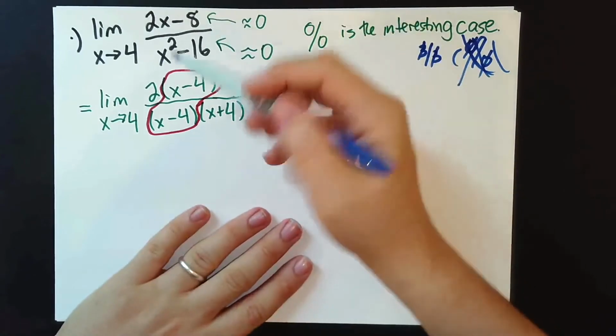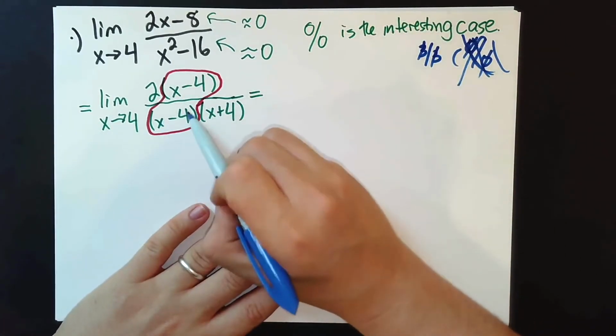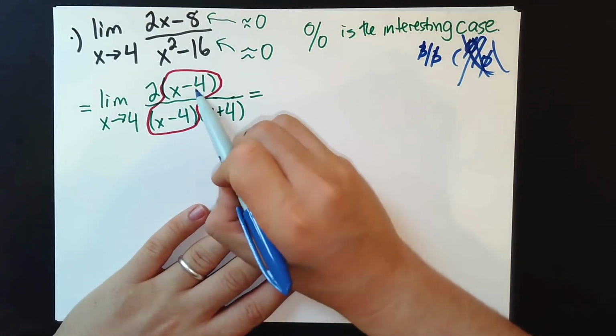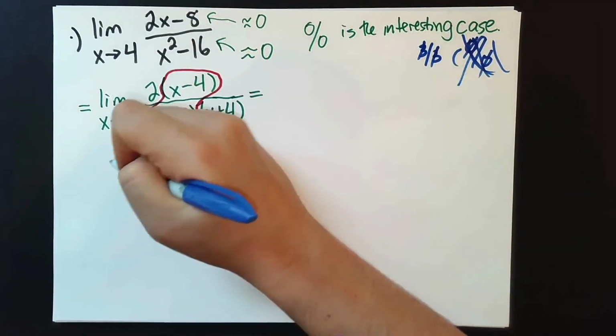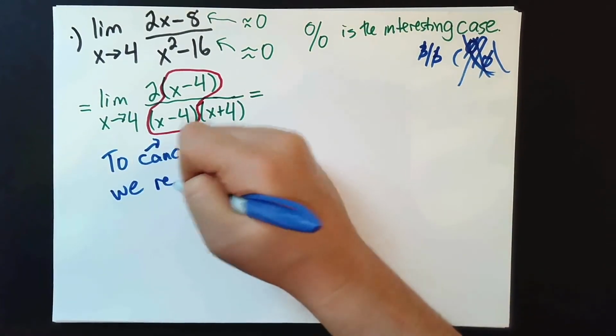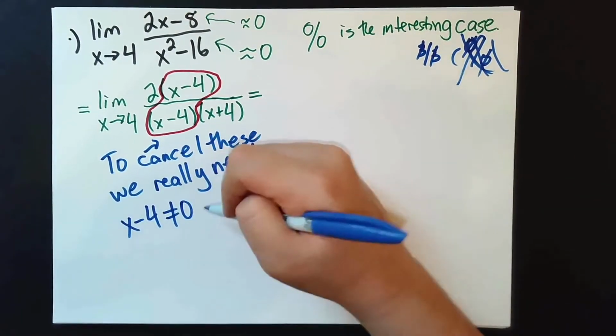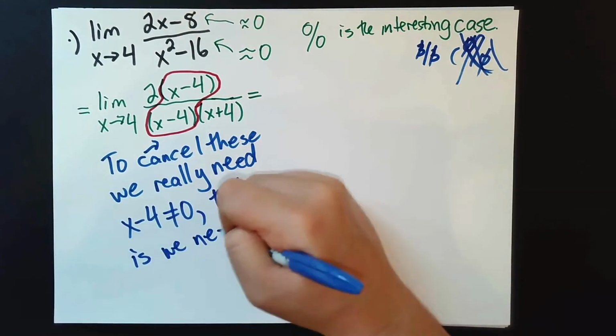And so I can only cancel the x minus 4 with the x minus 4 if x minus 4 isn't 0. That is, to cancel these, we really need x minus 4 to not be 0, which is to say we really need x to not be 4.